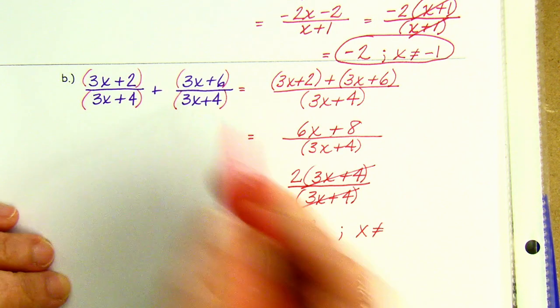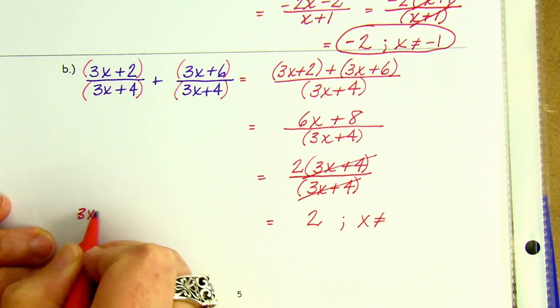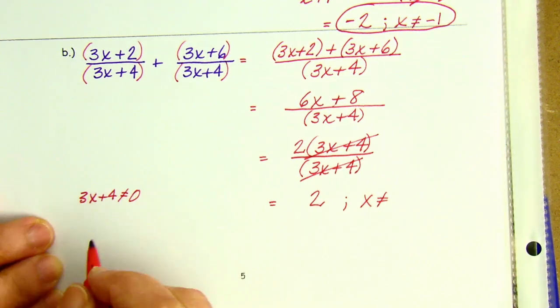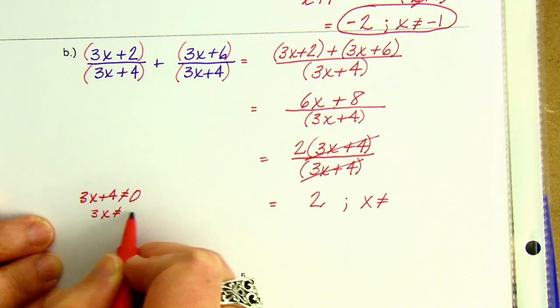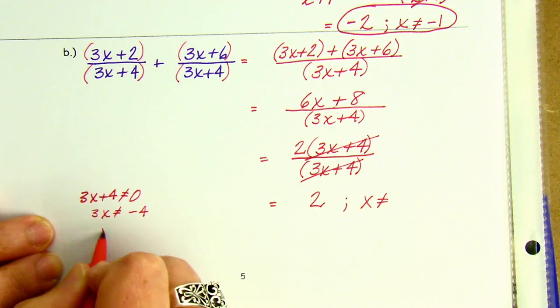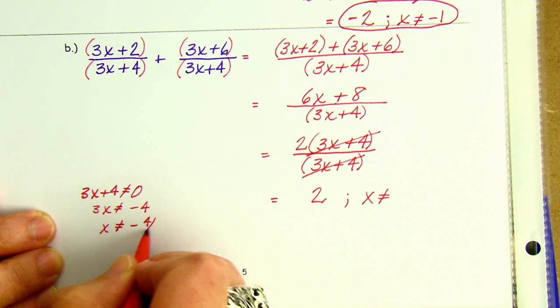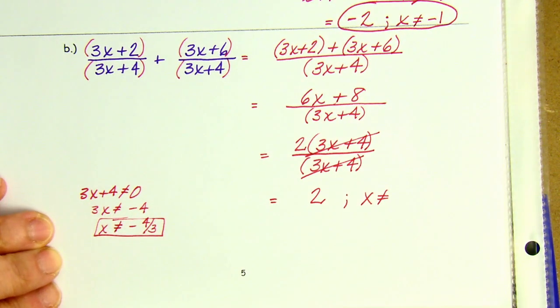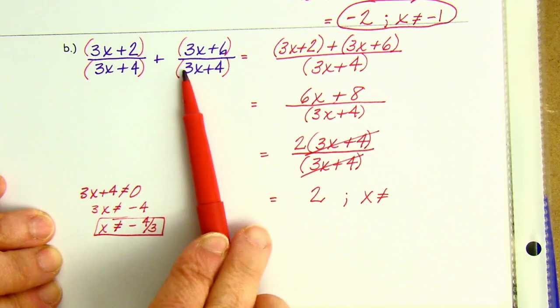If you recall from the zero product principle, when we were solving equations, we said 3x plus 4 can't equal 0. You would subtract the 4 over, so 3x can't equal negative 4. And divide by 3, x cannot equal negative 4 over 3. But we could get that quickly if you just visually look at this and say, oh, change the sign of the 4 and then divide by the 3.